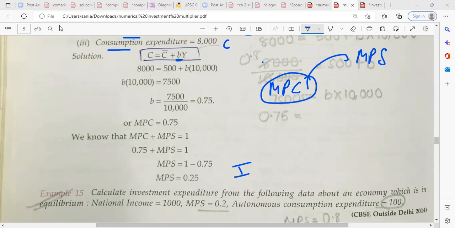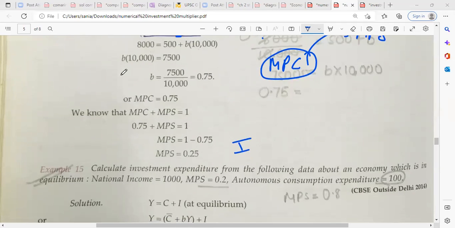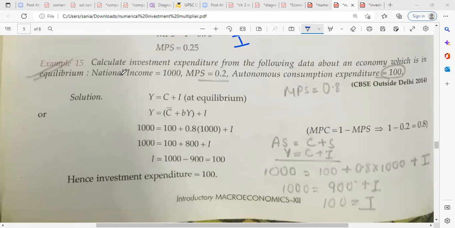Is it 200? Okay, done. Let's just check. Your investment expenditure is 100.